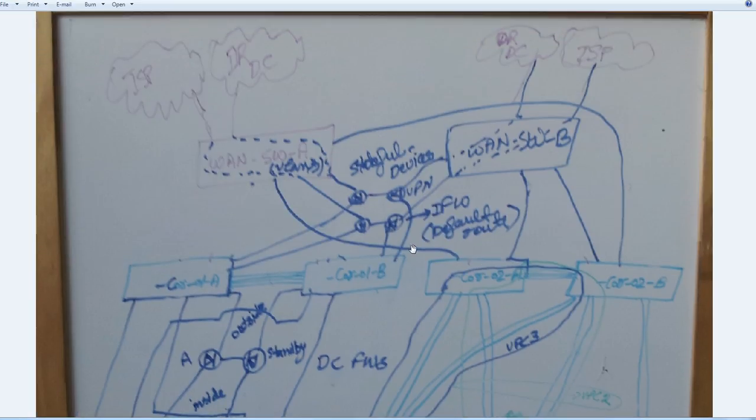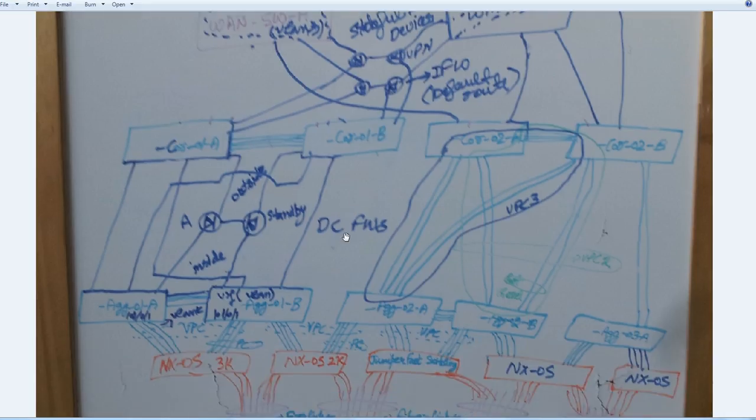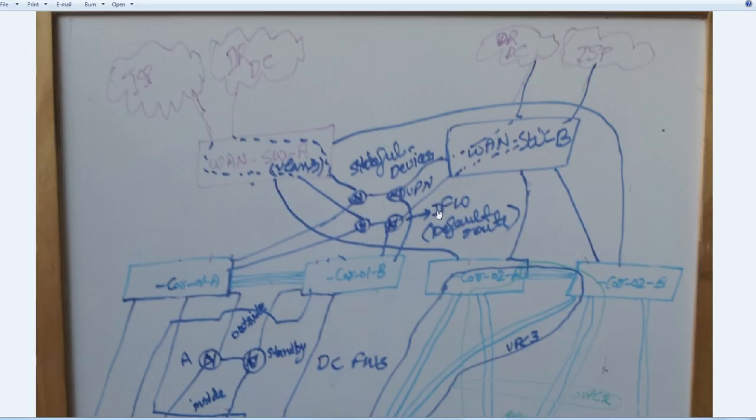There may be an internet firewall. The most important role of the internet firewall would be introducing the default route to this OSPF domain, or to the IGP domain. So data center traffic will go through these switches, WAN switch A or B, to these other data centers without looking at the default route.